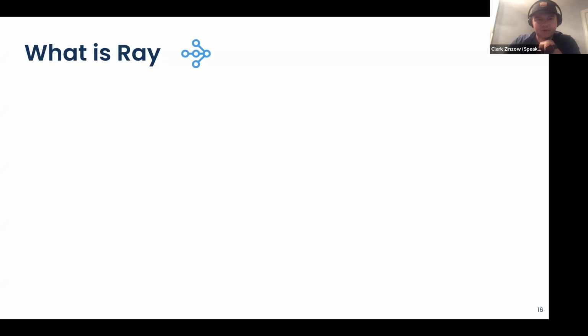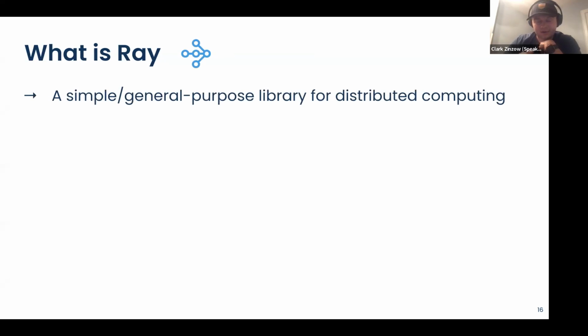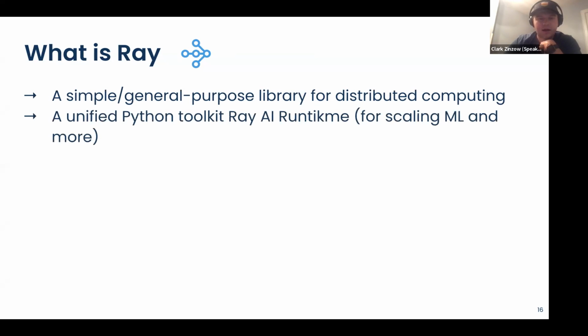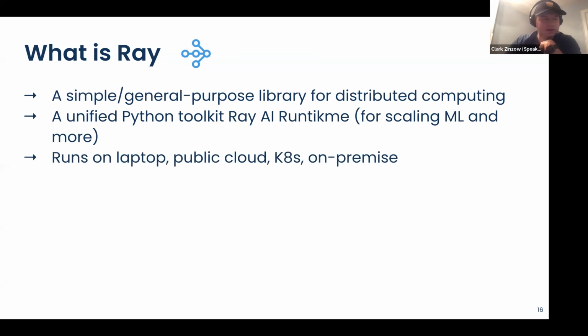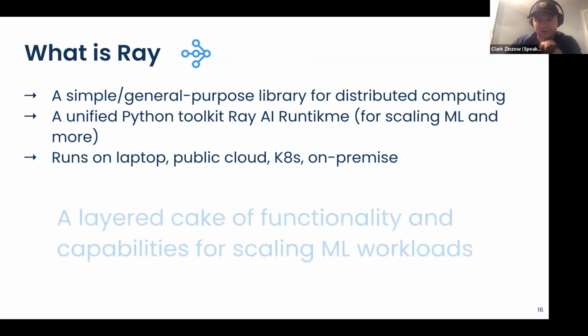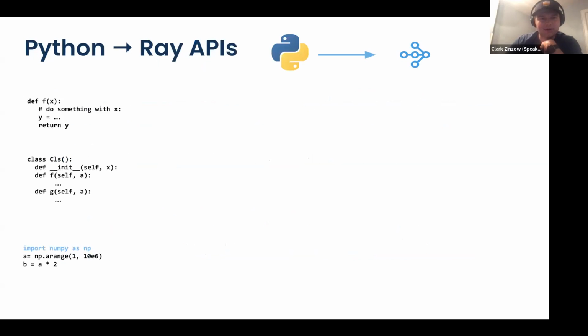First I have to go into what Ray is. Quick background: under the hood, the core Ray system is a very simple and general purpose library for distributed computing. On top of that, we have Ray AI Runtime, which is a unified Python toolkit for scaling ML. It can be adopted either piecemeal or as a whole solution for your machine learning pipeline. It runs on your laptop, public cloud, Kubernetes, and on-premise. It's a layered cake of functionality and capabilities for scaling ML workloads.